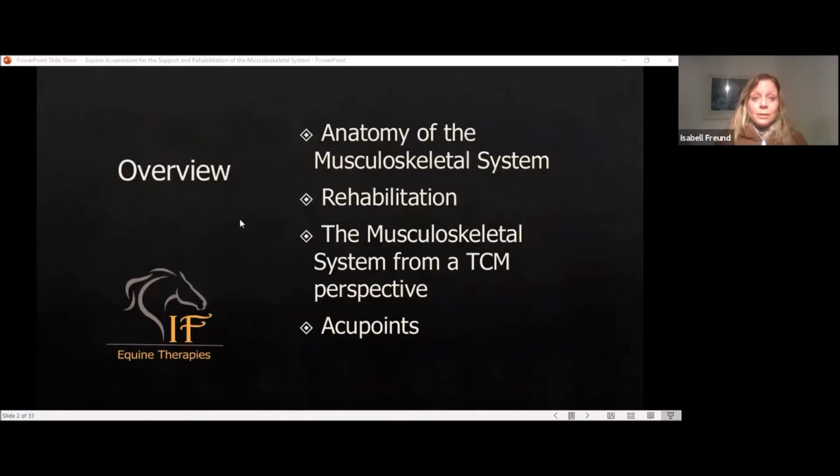So the musculoskeletal problems are such a vast field. We can only look at a few things today because it's a very wide area. We will have a quick look at the anatomy of the musculoskeletal system from a Western perspective. I know there are a few therapists here, so this is very basic for you, but the webinars are targeted to horse owners as well. So I would like to recap on it. And then we look a bit at rehabilitation, and then the musculoskeletal system from a TCM perspective.